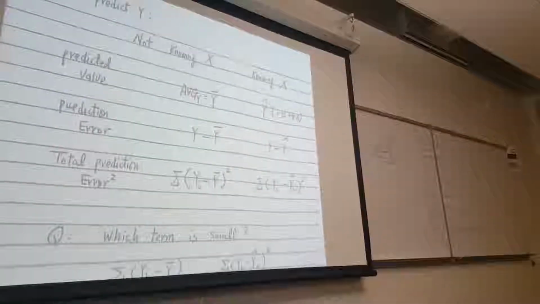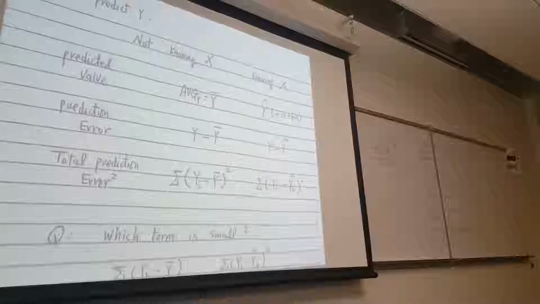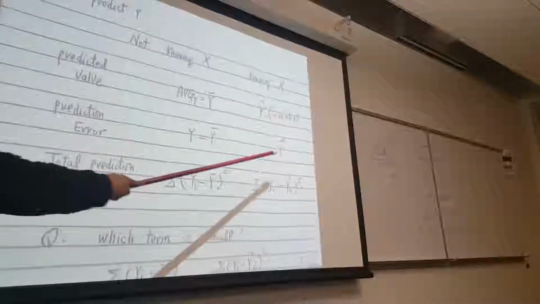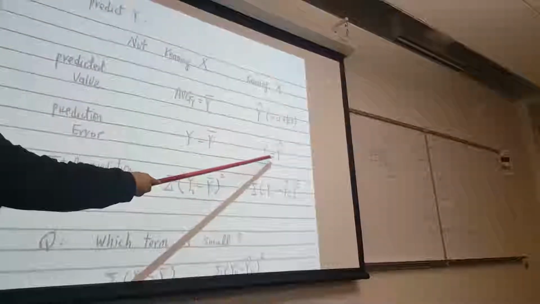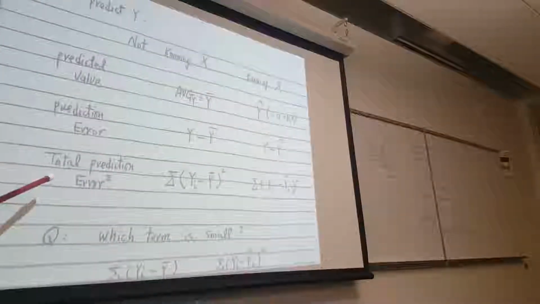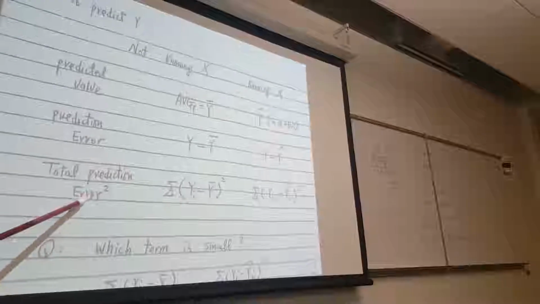When you know better, you predict what? Better. Am I correct? When you know x, you will predict better. So this one should have what? Smaller prediction error. Are you with me? Now, let's move on. What is total prediction error?